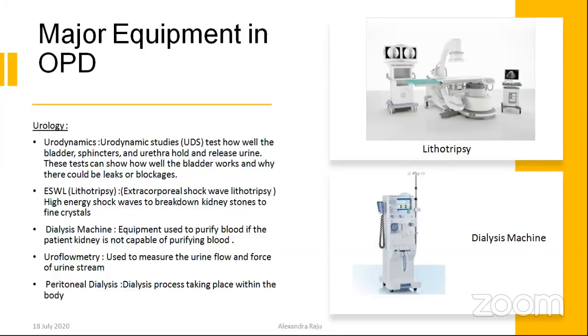So there are two types of dialysis available, peritoneal dialysis and hemodialysis. Hemodialysis is where we take the blood outside the body. Peritoneal dialysis is a dialysis process that can be done inside the body. Uroflowmetry is used to measure the urine flow and the flow force of the urinary stream. Urodynamic studies are also taken to measure the capacity of the bladder. The ESWL is a therapeutic equipment which uses short waves, high energy shock waves or lasers.